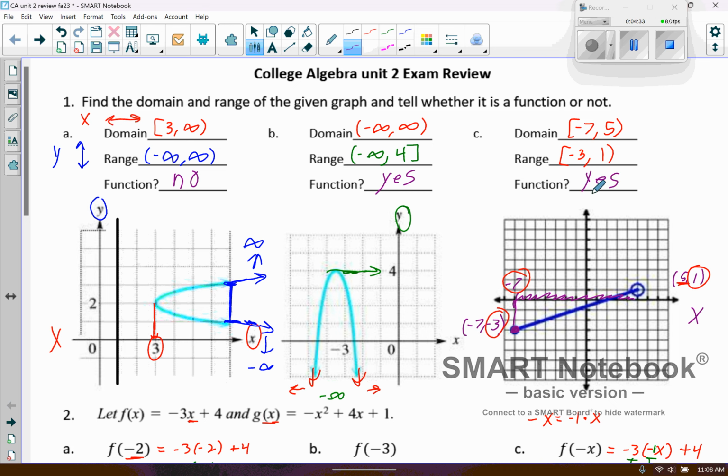And so what's taking place here is that for an equation to be considered a function, you can only have one unique output for each input.